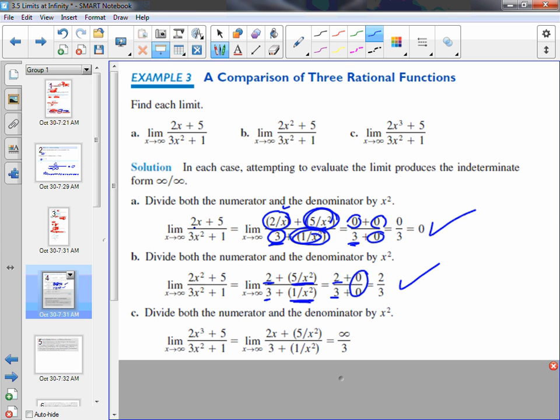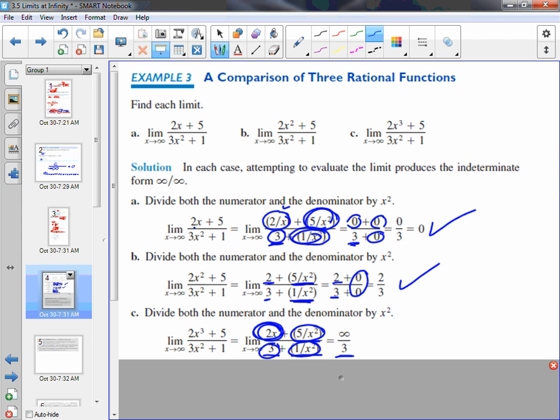And then the last one. We divide everything by x squared. Now here's the one that's different. That's the same, that's the same, that's the same, right? Here's the one that's different. 2x cubed divided by x squared, 2x. You still have an x up there. So the limit of that one's a 0, limit of that one's a 0, the limit of 3 is 3. What's the limit of 2x as x approaches infinity?